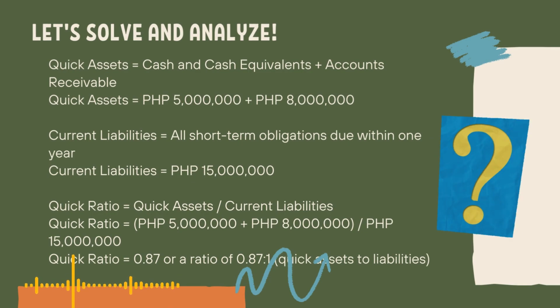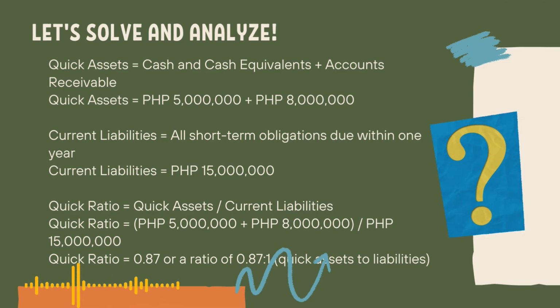To get the quick assets, we need cash and cash equivalents plus the accounts receivable. Now, this would be 5 million pesos of cash and cash equivalents plus 8 million pesos of accounts receivable. Next is the current liabilities. These are all the short term obligations due within 1 year. So the current liabilities is given, that is 15 million pesos.